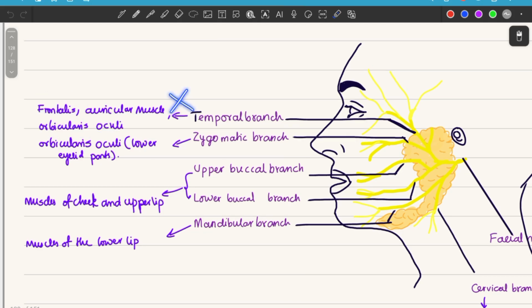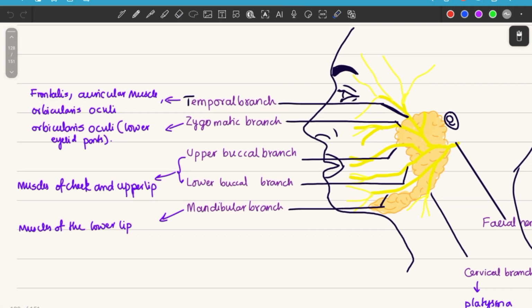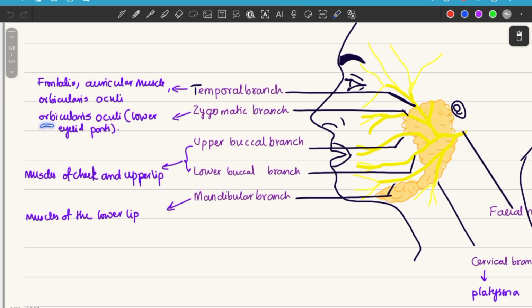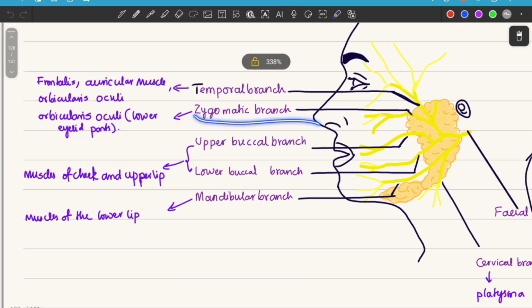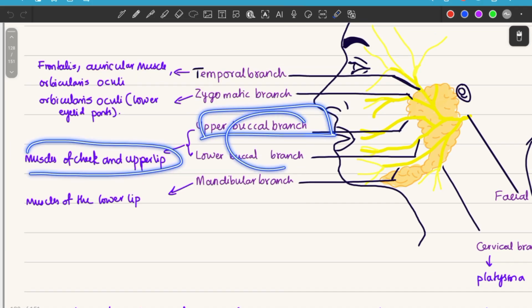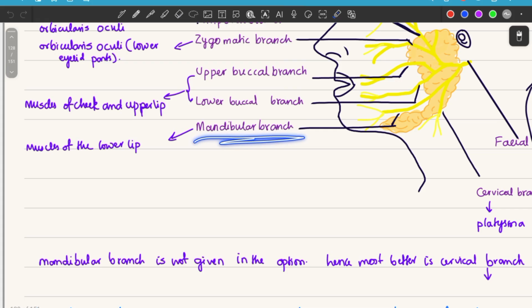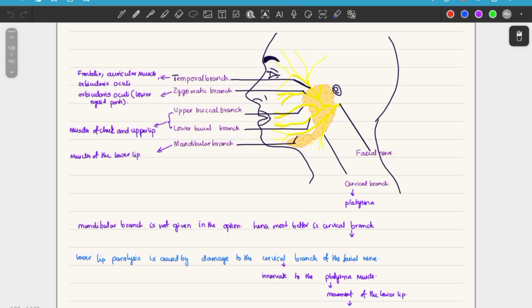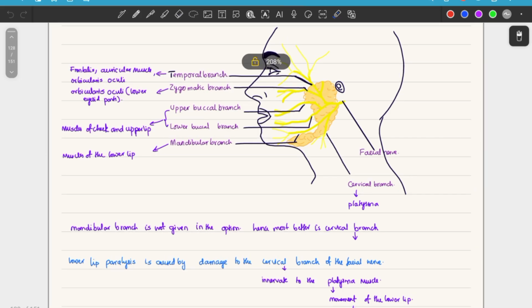So they have not given any symptoms related to orbicularis oculi or frontalis muscle, isn't it? So this is not injured. Whereas the lower eyelid part of orbicularis oculi is supplied by the zygomatic branch. This is also not given in the option. The buccal branch supplies the muscles of the cheek and upper lip, whereas the mandibular branch supplies the muscles of the lower lip. But they have not given the mandibular branch in the options. So we have to choose which is the appropriate answer in this question.